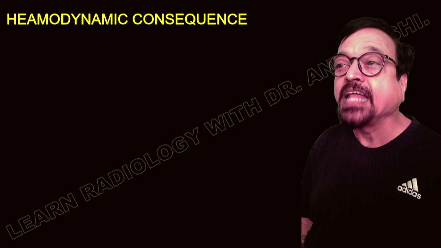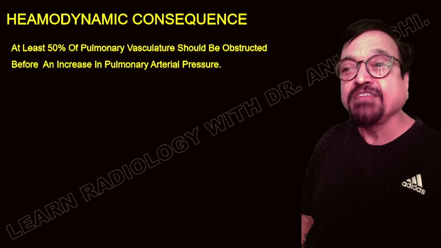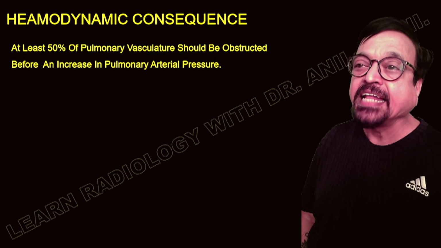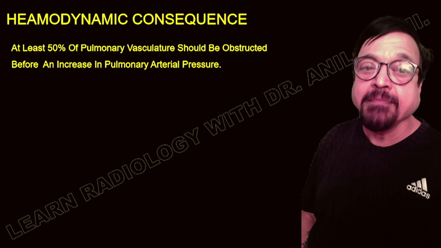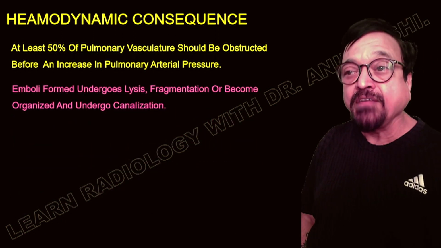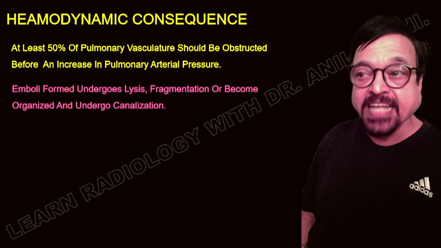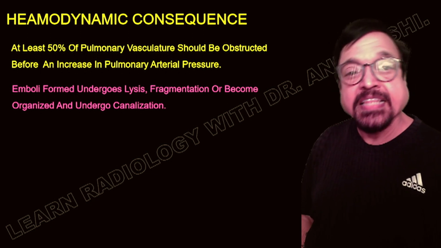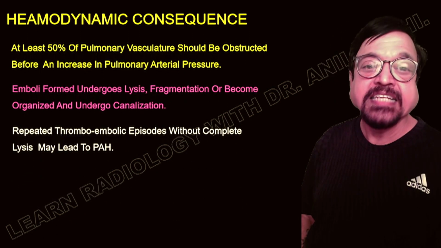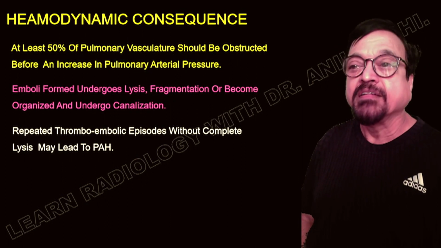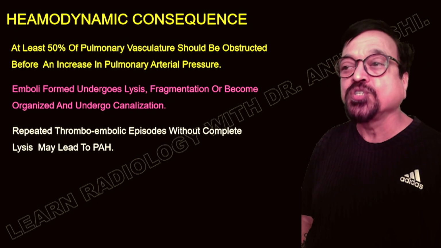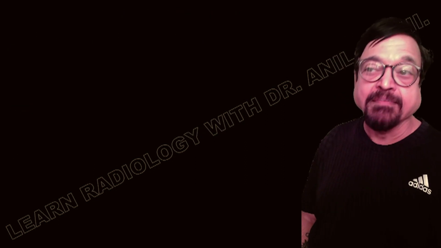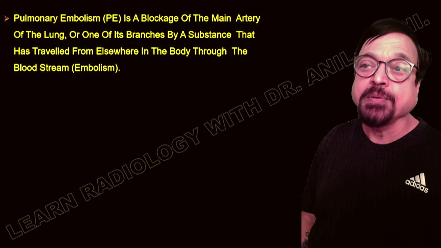Now, hemodynamic consequences: at least 50% of the pulmonary vasculature should be obstructed before an increase in pulmonary arterial pressure sets in. Now, emboli undergo lysis, fragmentation, or become organized and subsequently undergo canalization. This is the fate of any blood clot. Repeated thromboembolic episodes without complete lysis may lead to pulmonary arterial hypertension. But as I told you, it has to be more than 50%.